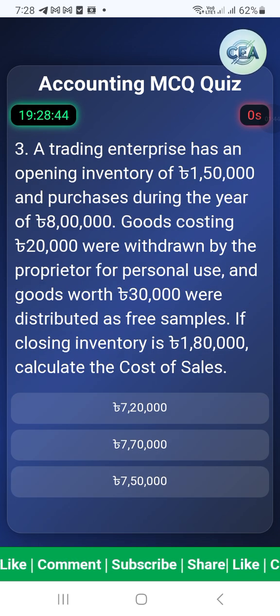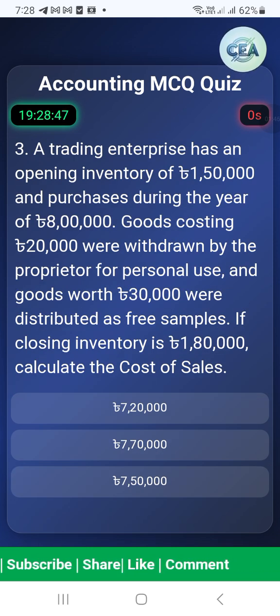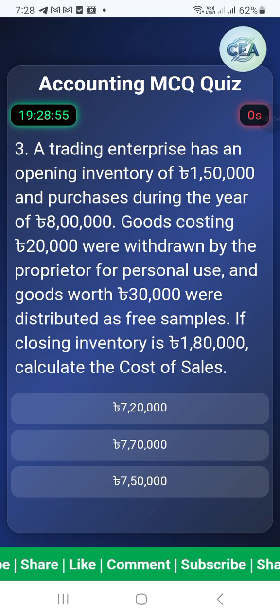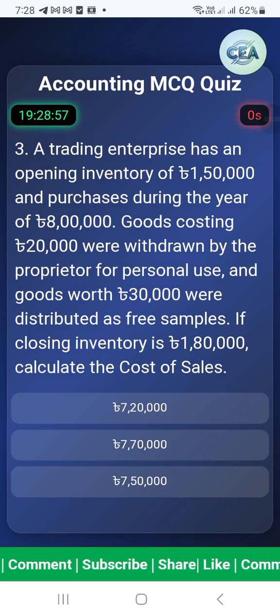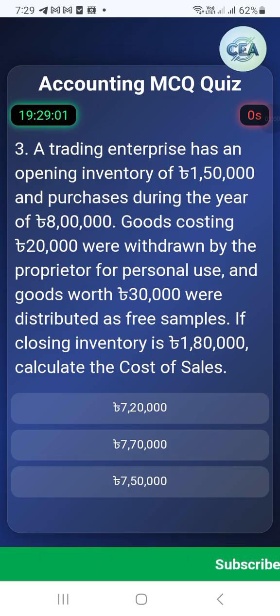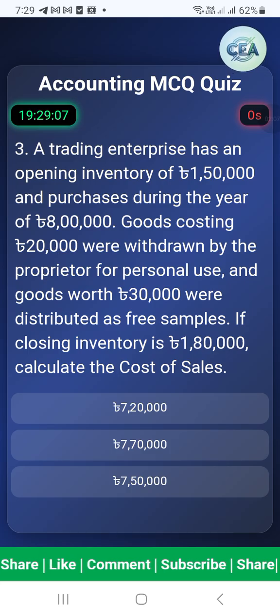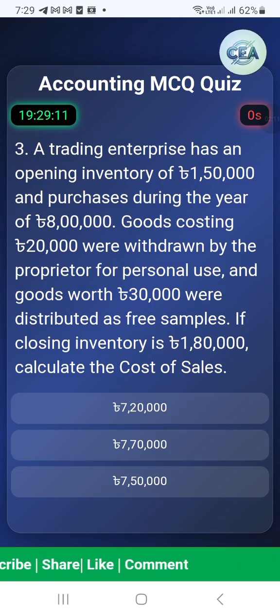3. A trading enterprise has an opening inventory of 150,000 takas and purchases during the year of 800,000 takas. Goods costing 20,000 takas were withdrawn by the proprietor for personal use, and goods worth 30,000 takas were distributed as free samples. If closing inventory is 180,000 takas, calculate the cost of sales.